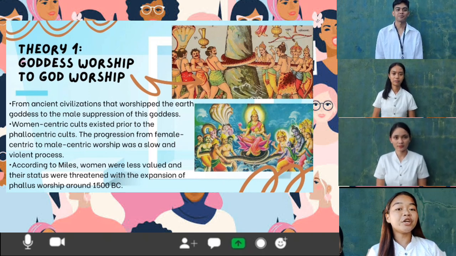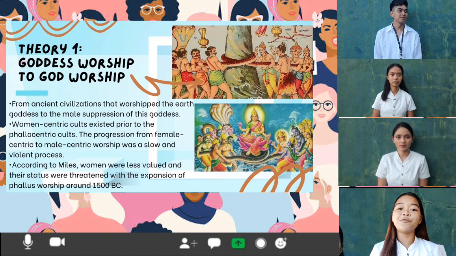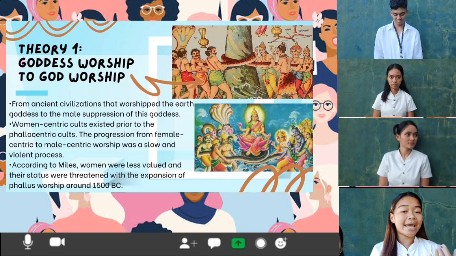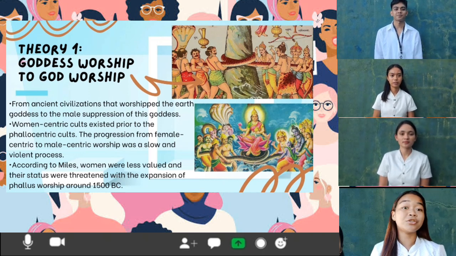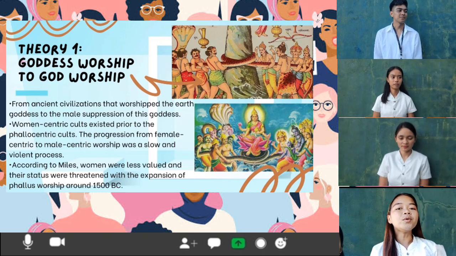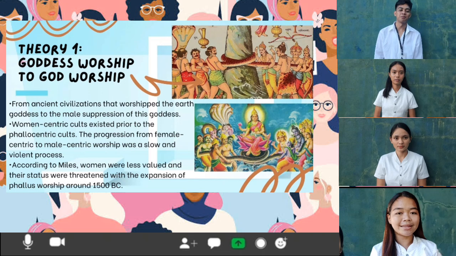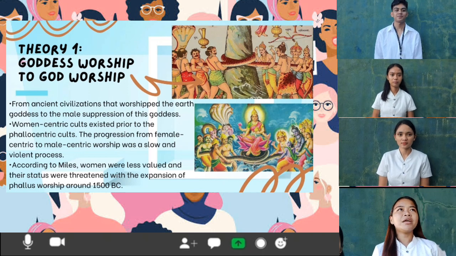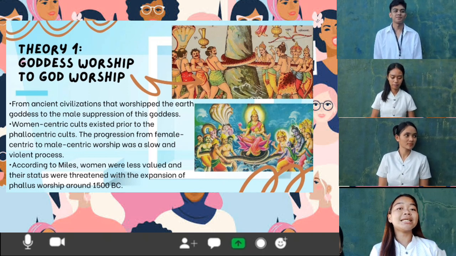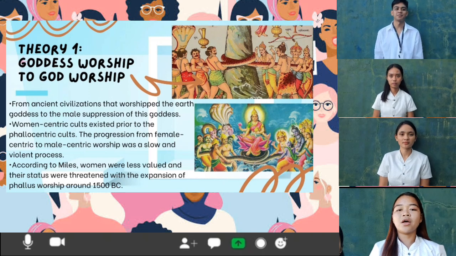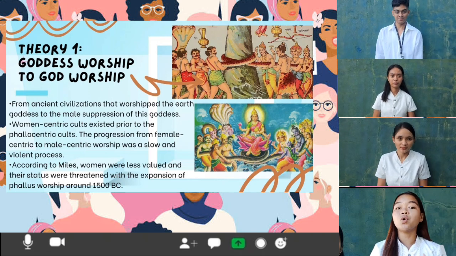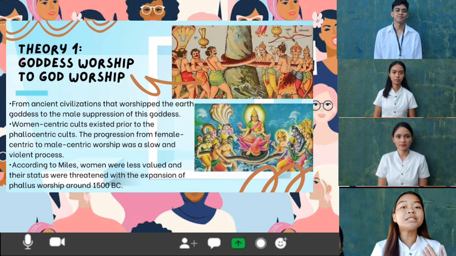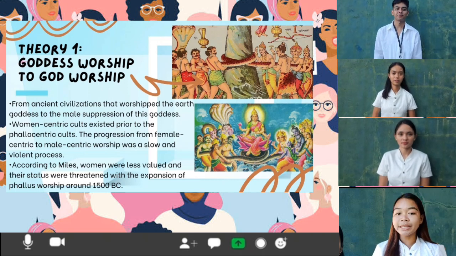So, women experienced forced subordination due to the pre-existing patriarchal hierarchy, and yet their role in religion highlights their integral position within our society. According to Miles, women were less valued and their status was threatened with the expansion of phallus worship around 1500 BC. Phallus worship means worship of the generative principle as symbolized by the sexual organ or act of sexual intercourse.